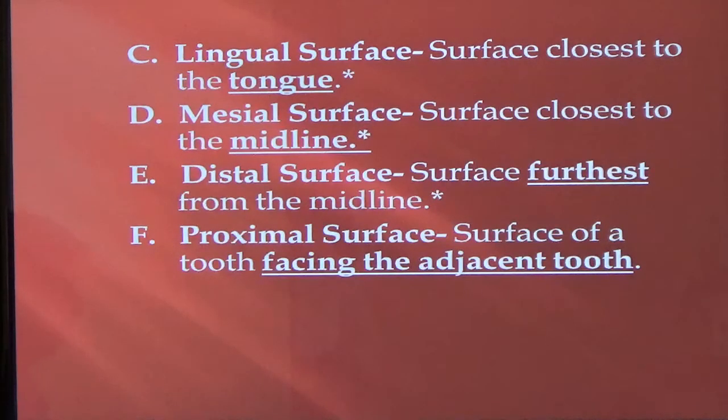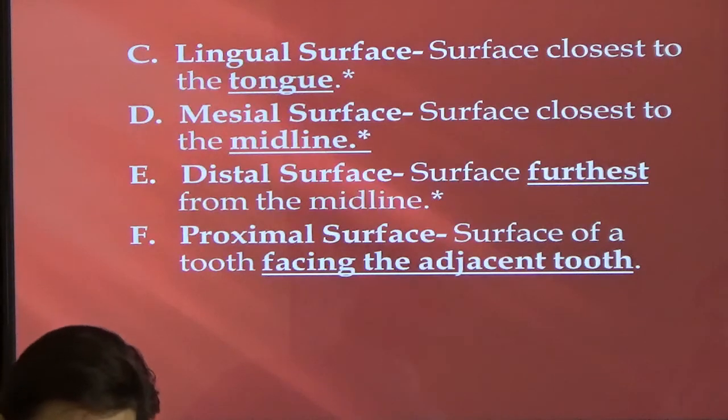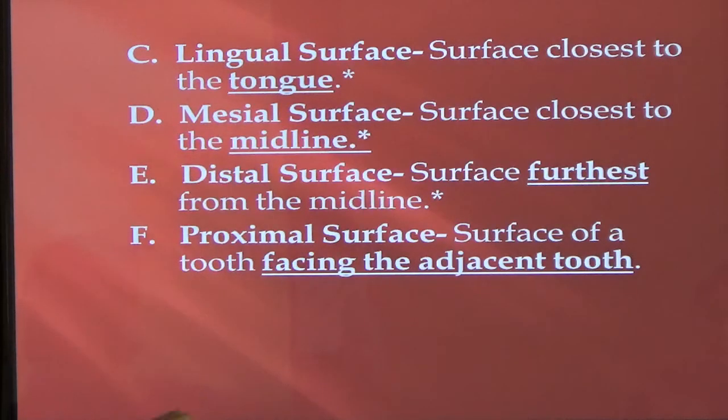Proximal is the side of the teeth that are closest to each other. Okay, so the proximal surface of a tooth faces the proximal surface of another tooth. So the mesial and the mesial of the central incisors are proximal because they're in proximity to each other. Okay, so that's the proximal surface of a tooth facing the adjacent tooth.